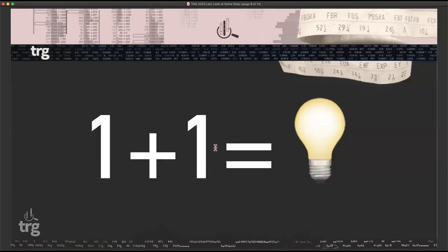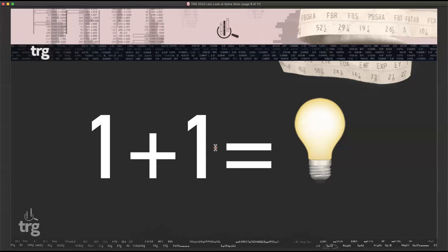What if we start to put some of these things together? Could we have a light bulb moment? Well, let's think about this. The initial balance, the first hour's range, breaks one side only twice as often as it breaks both sides. 65% of all days only break one side. 34% of all days break both sides.